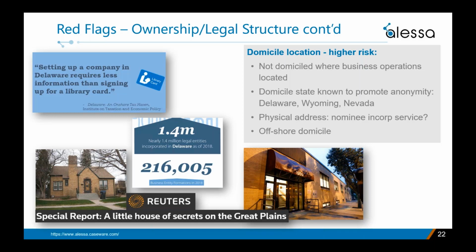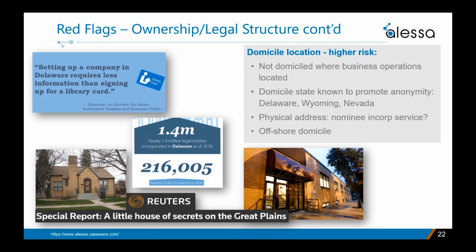In the lower right is a nondescript building in Wilmington, Delaware, which over 285,000 companies list as their corporate headquarters. It's actually the office of CT Corporation System, also known as Corporation Trust Company, and it's one of the largest NIS firms in the United States.